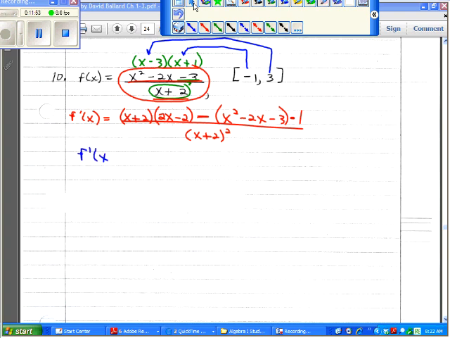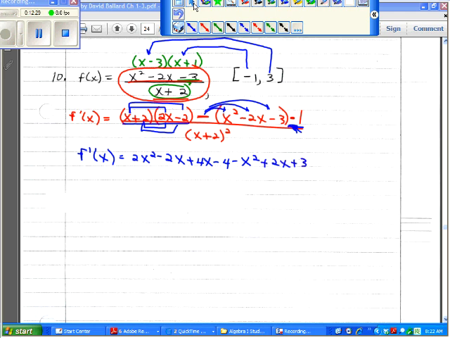So we're going to clean this up a little bit. f prime of x is equal to. Now, if we multiply this out, we would have 2x squared minus 2x plus 4x minus 4. If we distribute that negative, the positive one is not going to have an effect, but distributing the negative one gives us a minus x squared and a plus 2x and a plus 3, all over that x plus 2 quantity squared.